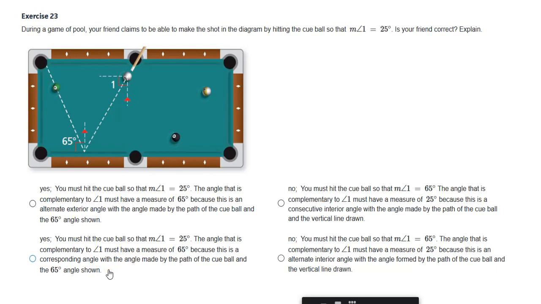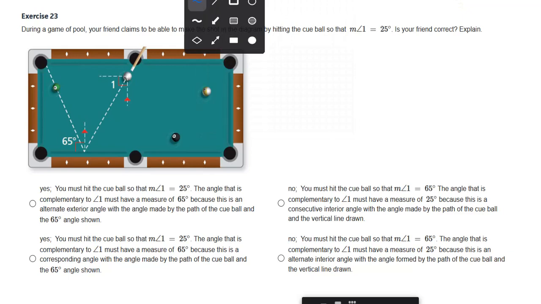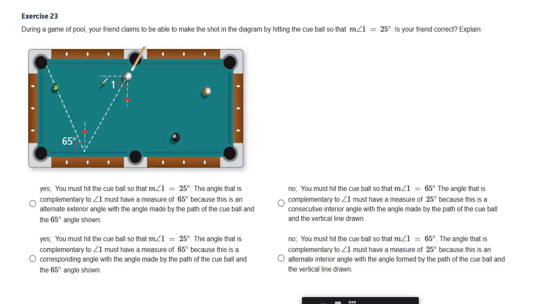All right. During a game of pool, your friend claims to be able to make the shot in the diagram so that the measure of angle 1 is 25. Is your friend correct? So let's look at the drawing here. Write in what we can figure out. He says that this angle right here is 25.